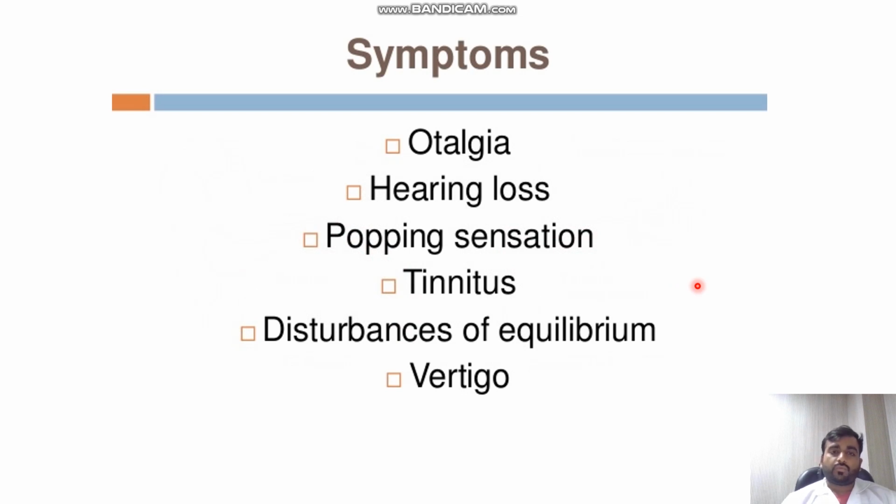The symptoms of tubal obstruction are otalgia and hearing loss, mainly conductive hearing loss. The patient complains of a popping sensation or tinnitus, or sometimes disturbance in equilibrium or vertigo.